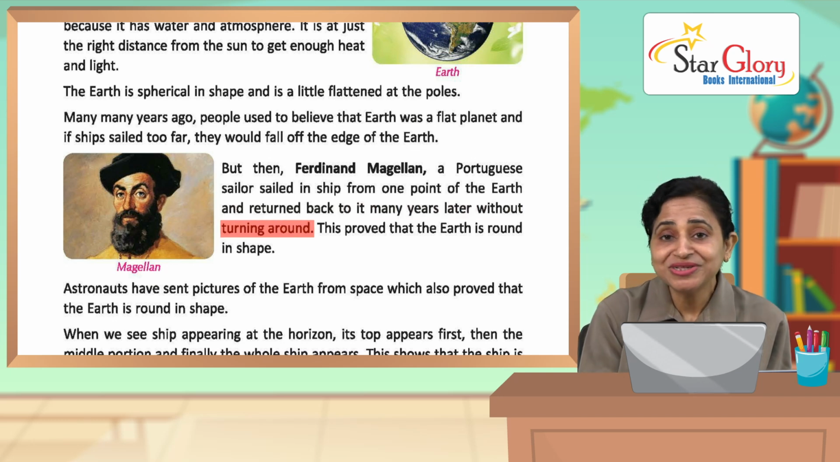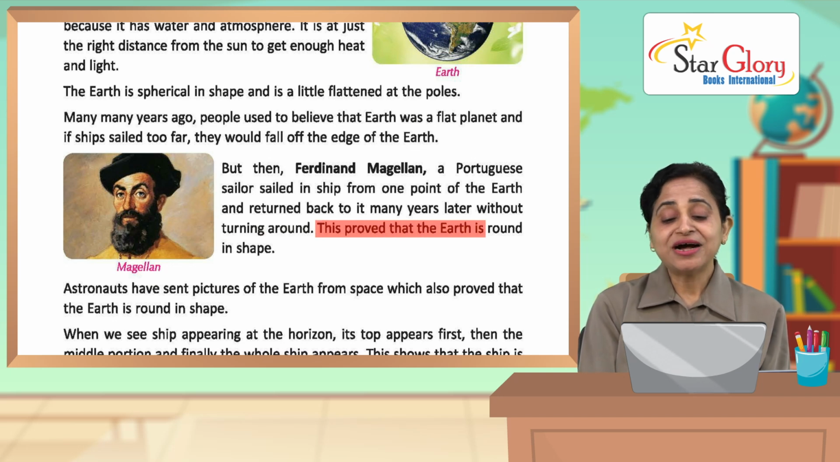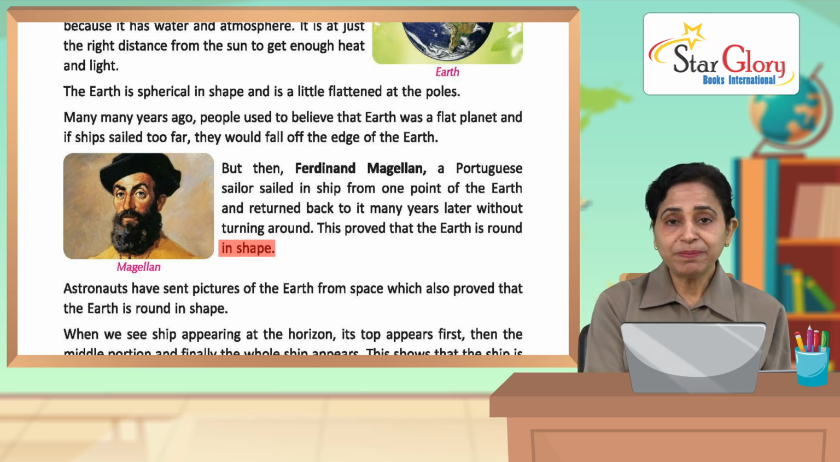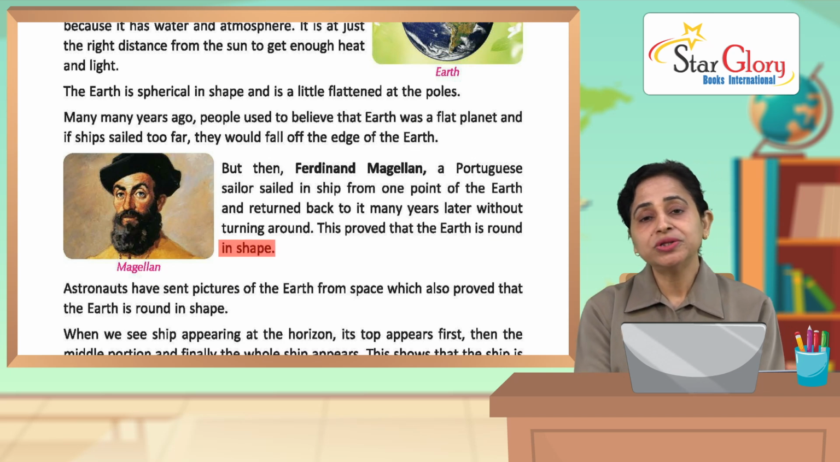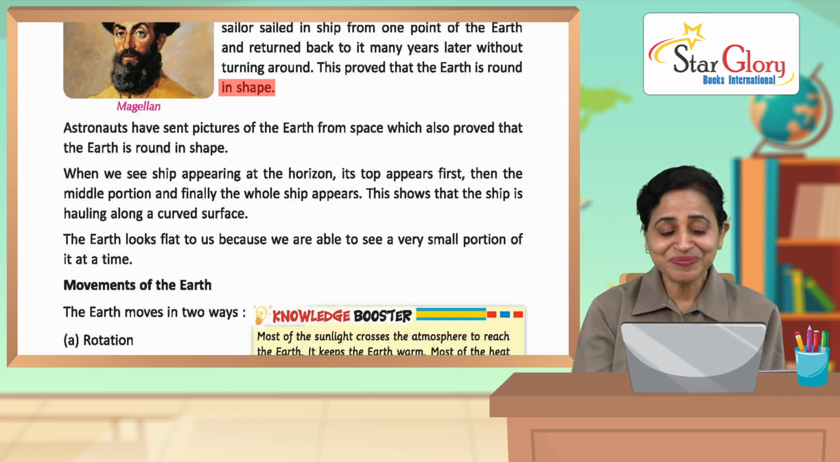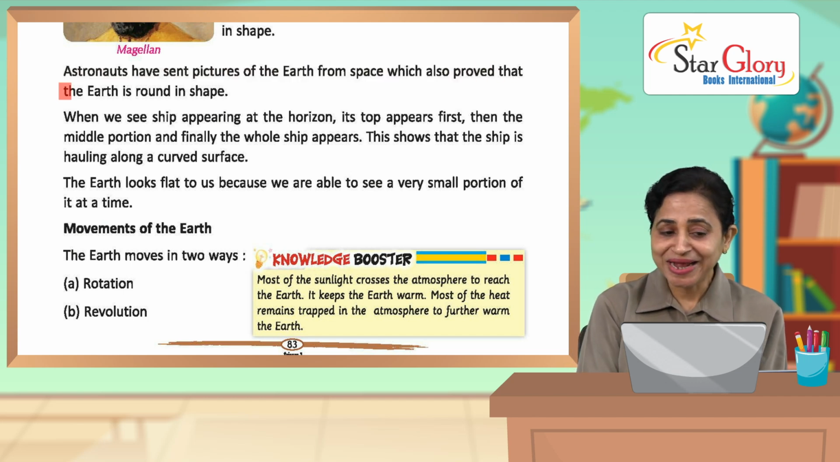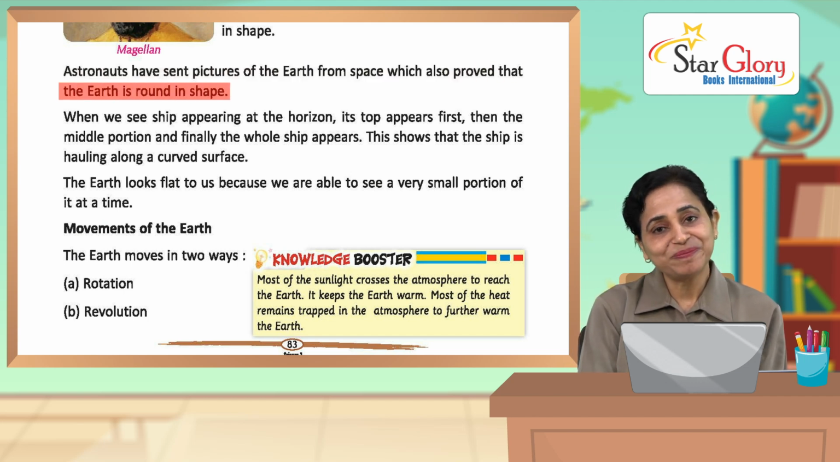तो इससे क्या पता चलता है? The shape of the earth is spherical. This proved that the earth is round in shape. है ना? तो क्या हुआ? जहाँ से शुरू किया था बहुत सालों के बाद वो वहीं पहुँच गए, तो गोल हो गई ना धरती. Astronauts have sent pictures of the earth from space which also proved that the earth is round in shape.